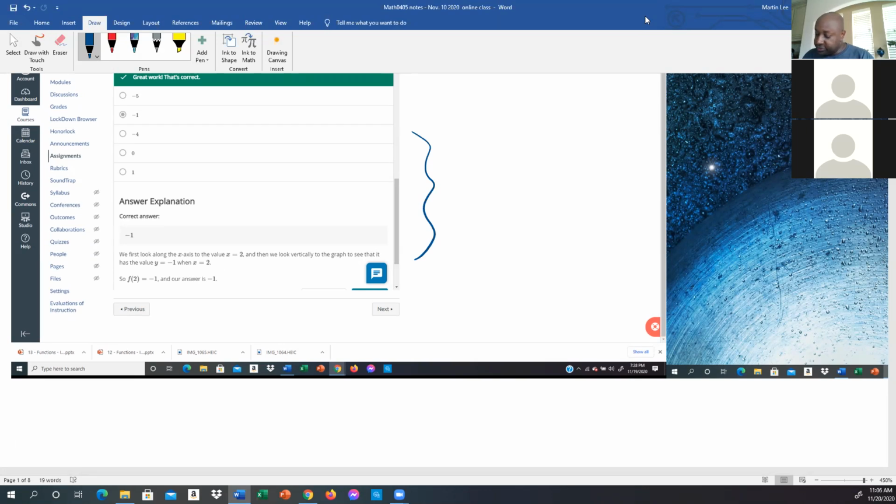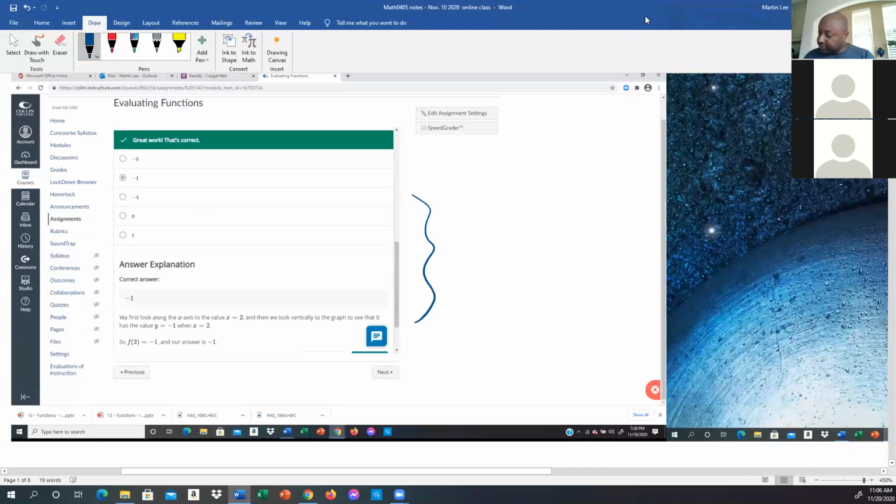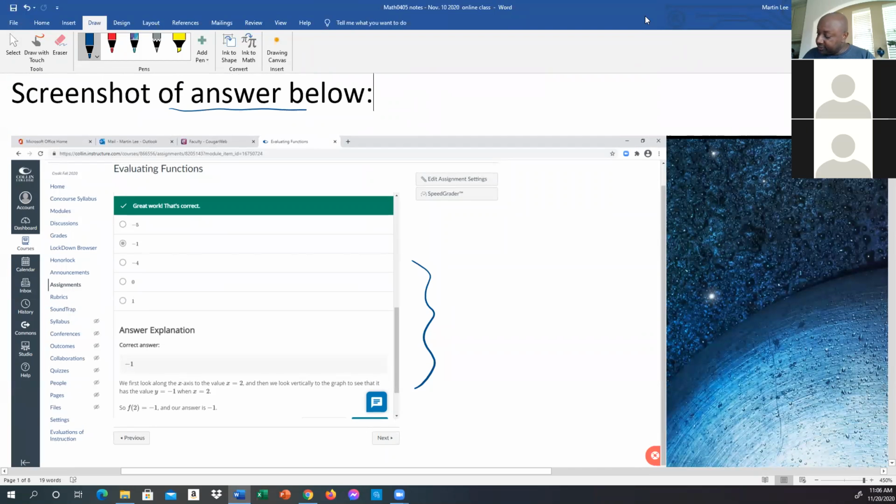And this is just the answer from the above problem that I copied and pasted from Newton. So in this Word document, you'll have the original problem and then a screenshot of the answer below. Just FYI.